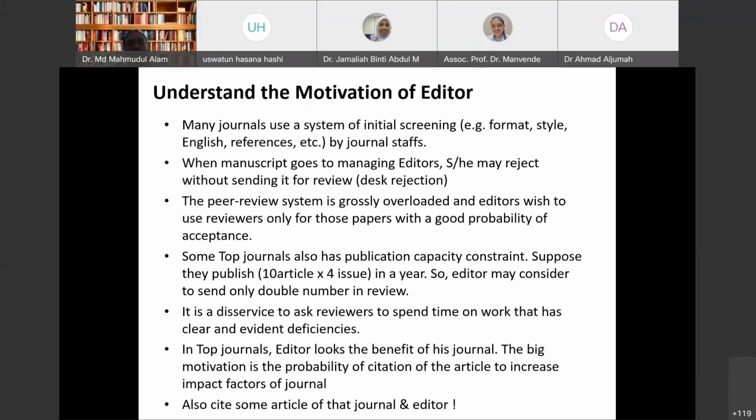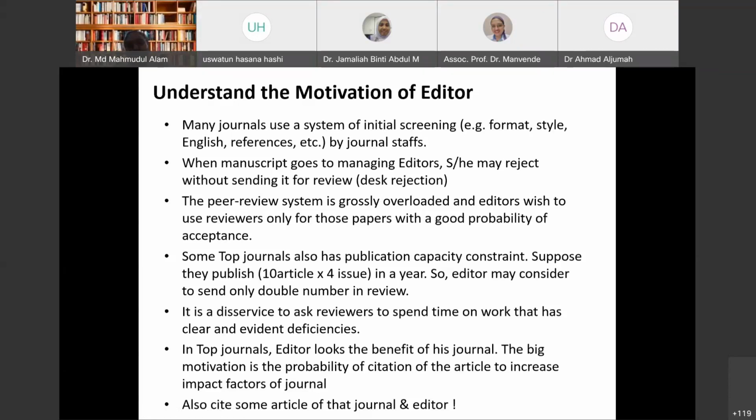First of all, many journals use a system of initial screening. They look at the format, style, English, and referencing by the journal staff. Then it goes to the editor. When the manuscript goes to the managing editor, he or she may reject without sending it to review. This is called desk rejection. And in 85-95% of cases they do it.